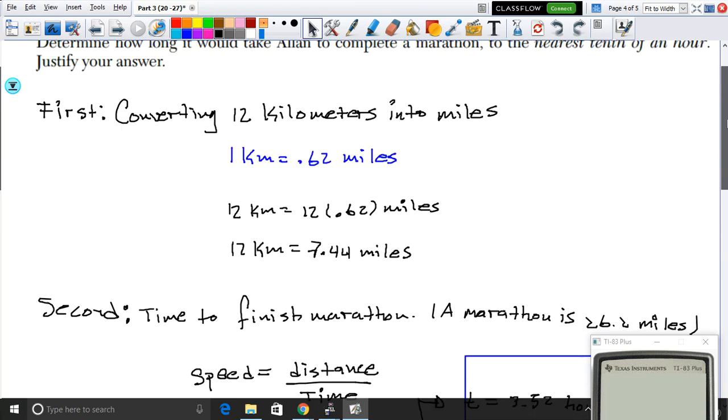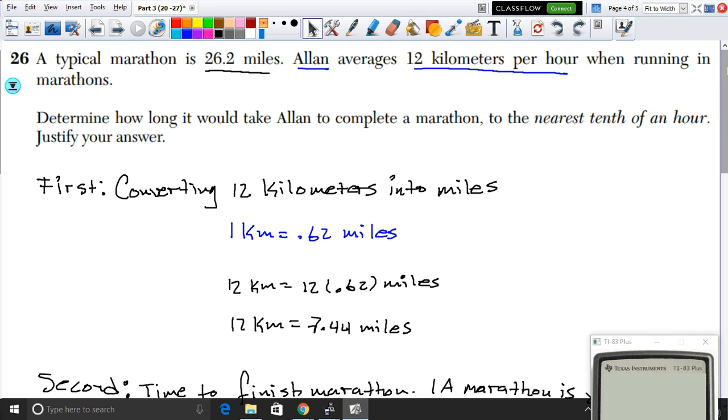So now this concludes this section for the Common Core Regents, Algebra 1. In the next video, we will start with problem number 27.